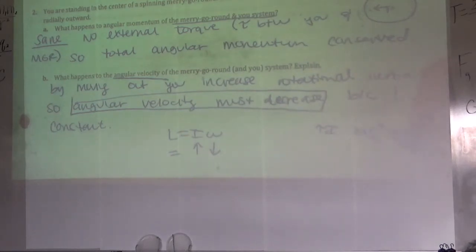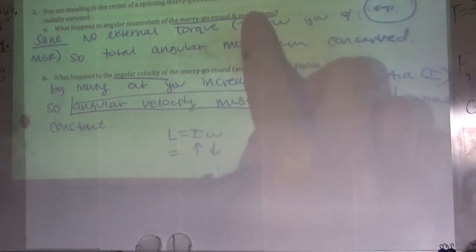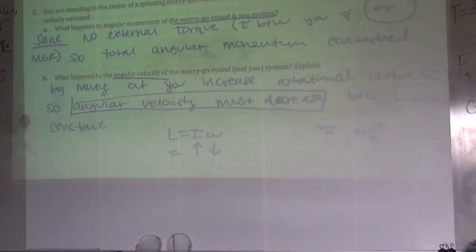And then yes, your omega does decrease, but the fact that the disk was spinning at a constant rate and now is going slower, the disk, the merry-go-round, has to lose momentum, you gain, so that the total stays the same.